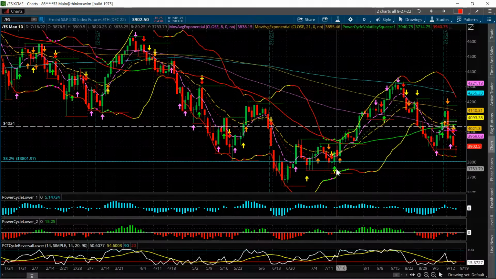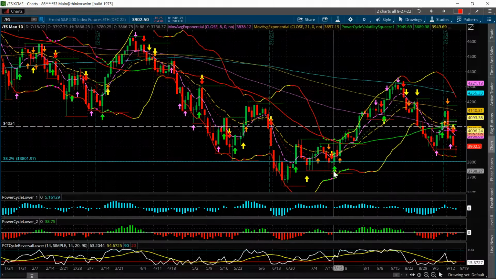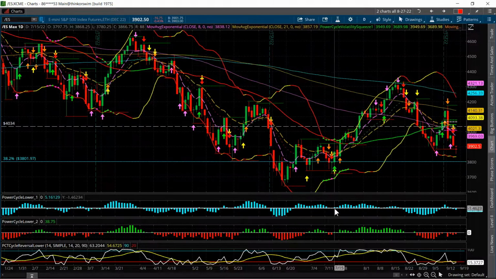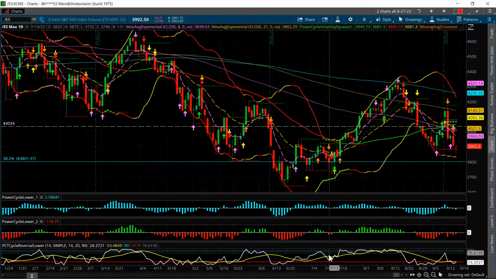The model that I use here, see these two arrows, a green and yellow arrow, that means cycle 1 and 2 are positive. We had a cycle reversal. So that's where I would have had the entry.